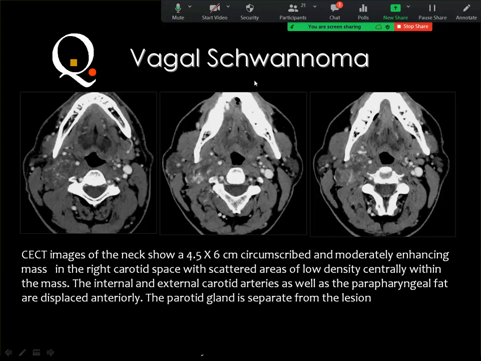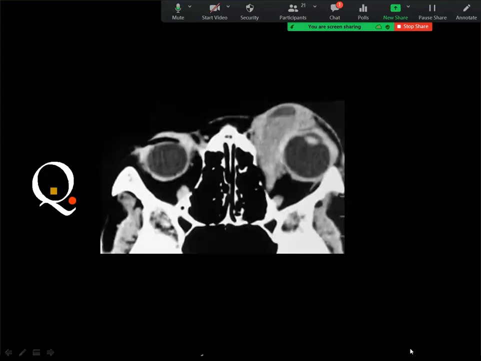You remember the vagal glomus tumor. Also, the schwannoma should be posterior to both internal and external carotid arteries. The same location, vagal schwannoma and glomus tumor have the same position posterior to the carotid vessels.